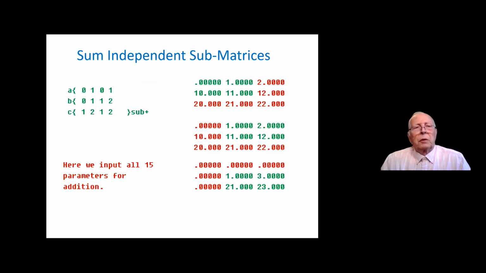Now, this is the most general case. In this case, we are adding 3 independent submatrices. From the A matrix, we're taking the 0, 1, 0, 1 submatrix. For B, we're doing the 0, 1, 1, 2. For C, we're taking the submatrix 1, 2, 1, 2. So we go from the top left corner of A, the top right corner of B, into the lower right corner of C. In this case, we have to input all 15 parameters for the addition, and they go directly into Subplus.